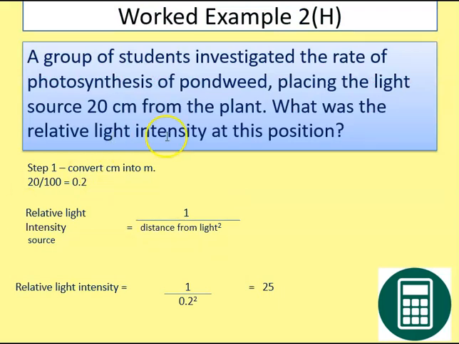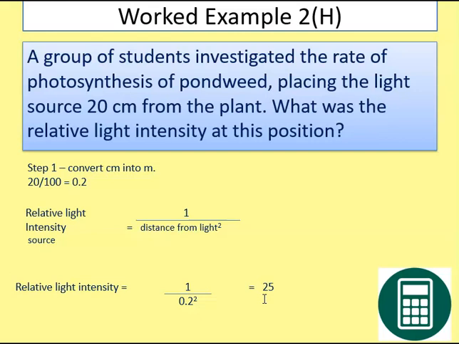Okay, moving on. Another one, this time the light is 20 centimetres away. Now, be careful, because in this equation the distance from the light needs to be in metres. So what I've done here is I've changed the centimetres into metres. 20 centimetres is 0.2 metres. So what was the relative light intensity at this position? You need to do 1 divided by 0.2 squared. So you square that 0.2 first, divide it into 1, which will give you a relative light intensity of 25. Make sure you can use that equation, make sure you recognise where it is needed. But again, this is on the higher tier, so it would possibly be on the higher paper.